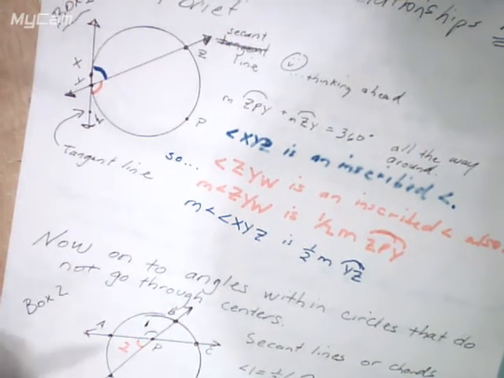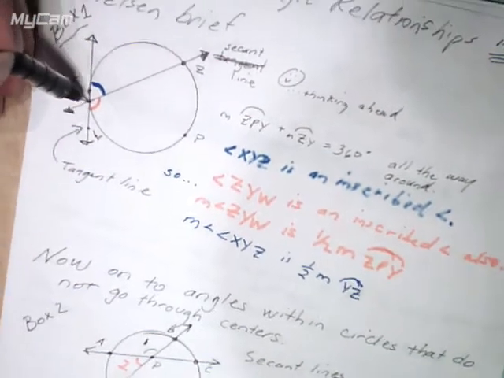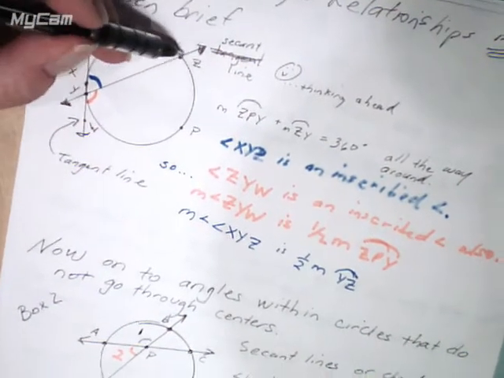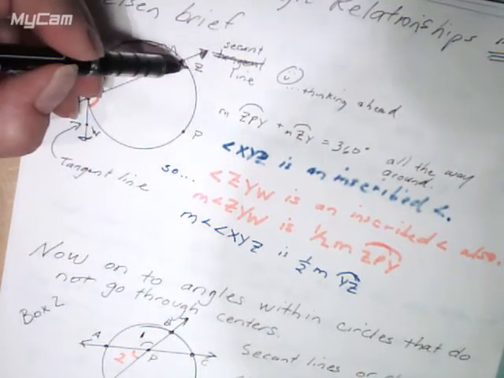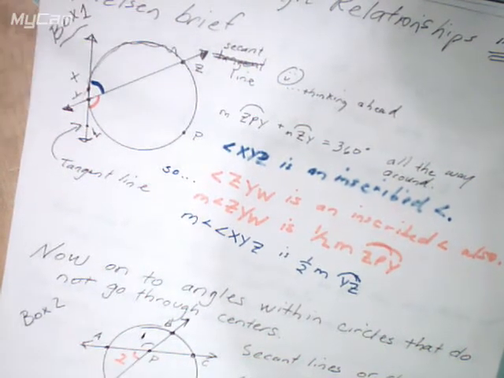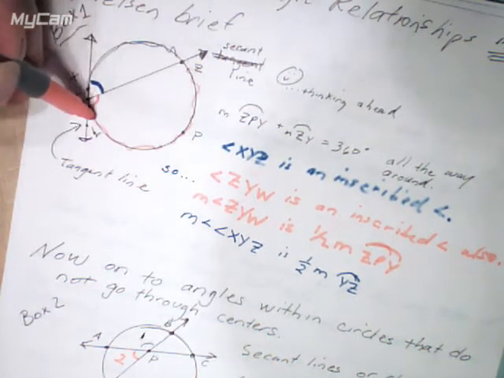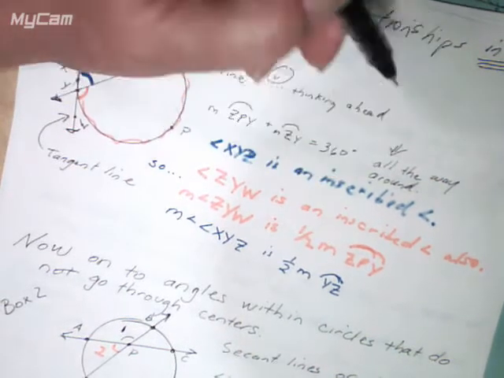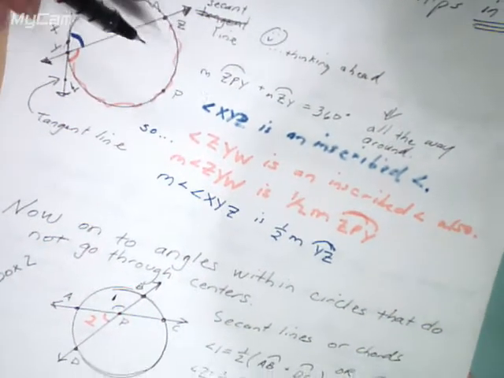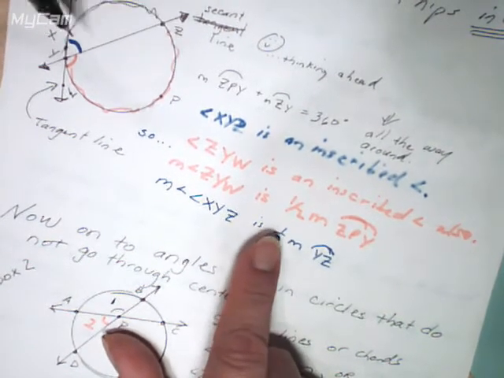Now, what we also see is that these two arcs that are being formed, YXZ, all the way around, and the other side, ZPW, let me do that in pink. Together, these two arcs are 360 degrees. In other words, they go all the way around. That gives us a little bit of information because we've gone the whole 360.